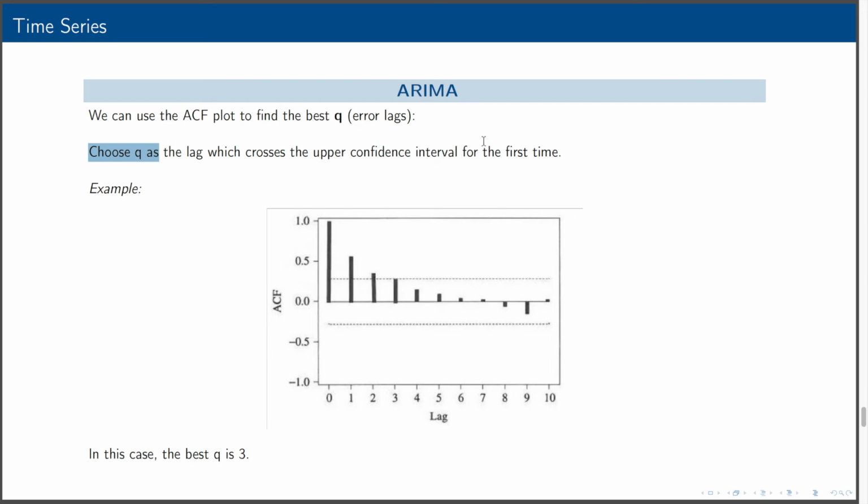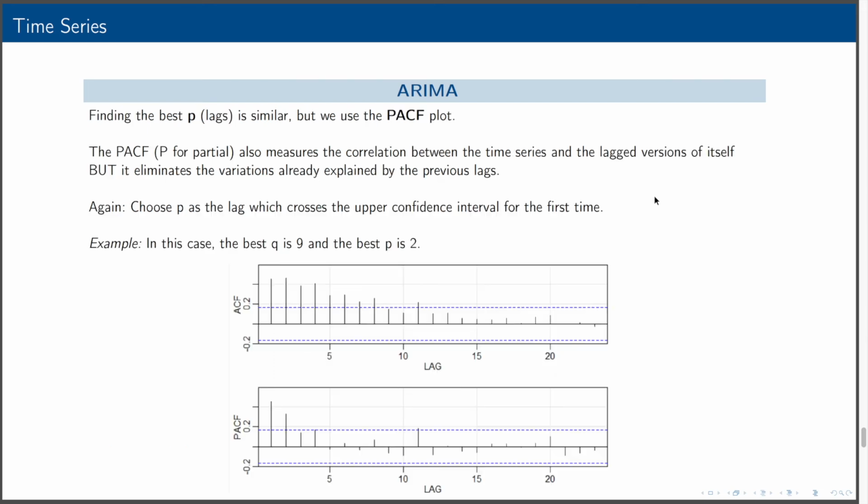Okay, and then how do we find P? Well, to find P, we're going to need another similar plot, which is called the PACF plot, and the P does not come from this P, but from partial ACF.